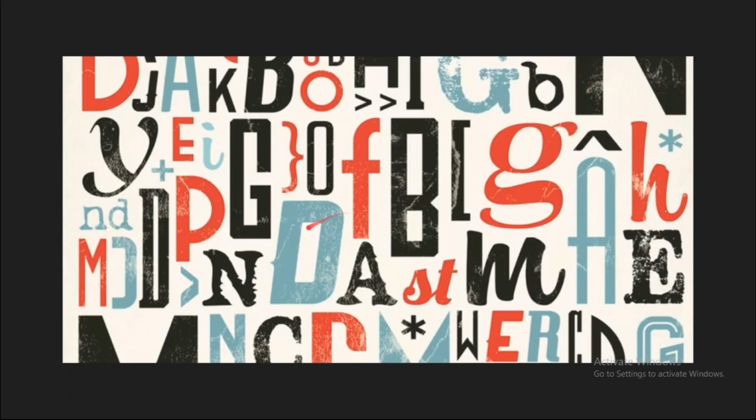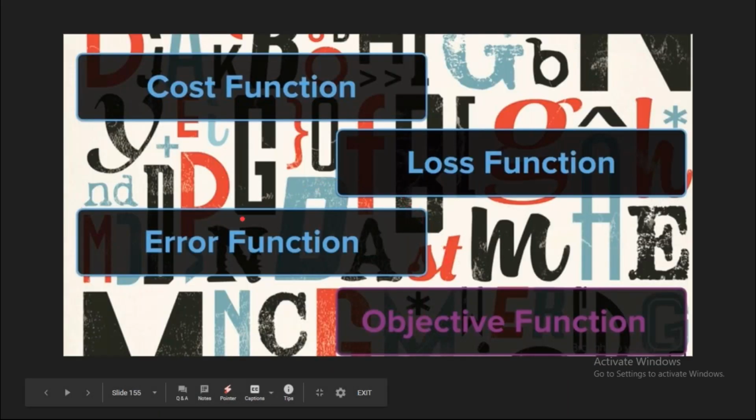So again, there is going to be some vocabulary and some jargon alert that I'm giving you. Let's see what those jargons are. You will hear cost function. Somebody will say it is a loss function, somebody will say it's an error function, in different fields I'm talking about.